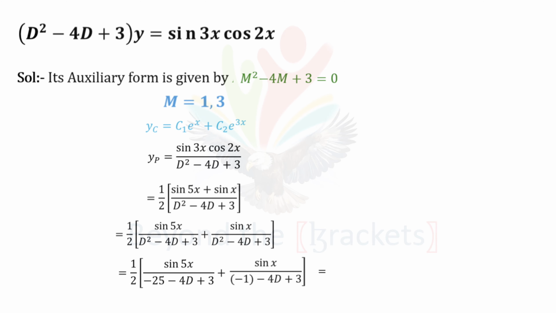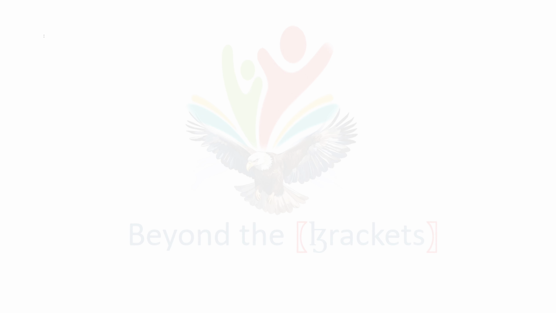The terms simplify to sin 5x divided by minus 22 minus 4D plus sin x divided by 2 minus 4D. Notice that there is a 2 common in the denominator, so we take it out to make the calculation easier. The expression becomes minus 1 by 4 sin 5x by 2D plus 11 plus sin x by 2D minus 1. Now each denominator contains only D, but in type 2 we can substitute only D square, not D.